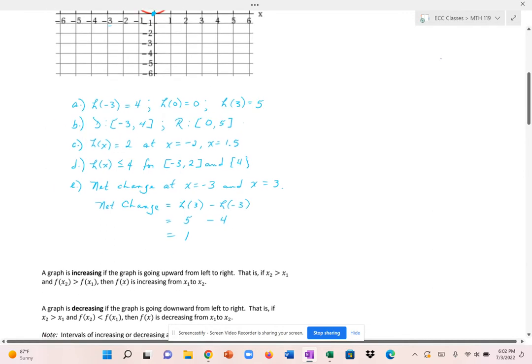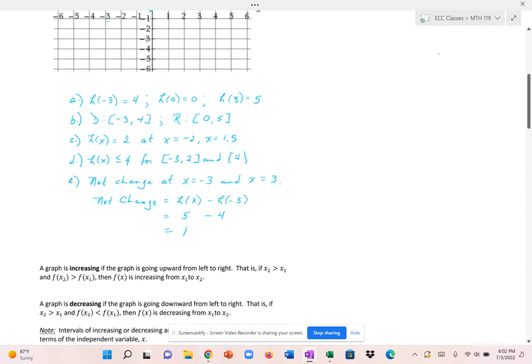Before I cover that example, let's just make sure we understand how to read a graph again when you're talking about increasing or decreasing. You read a graph from left to right, and a graph is increasing if it's going upward from left to right. And if that's true, then when x sub 2 is greater than x sub 1, then f of x sub 2 will be greater than f of x sub 1.